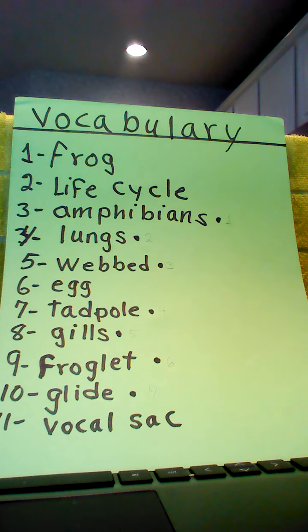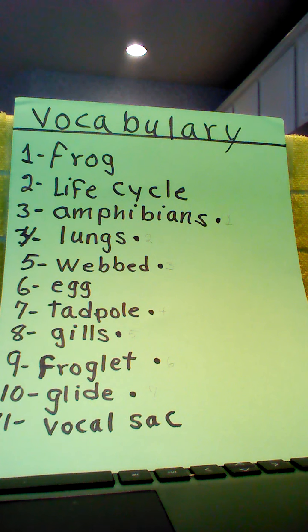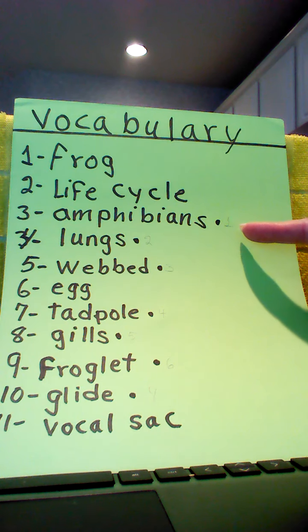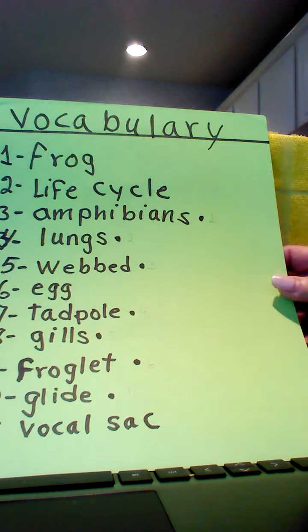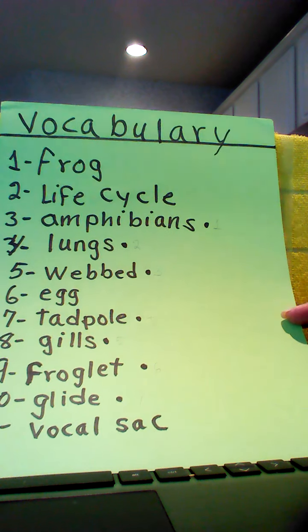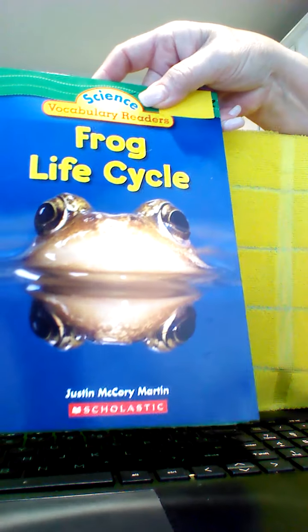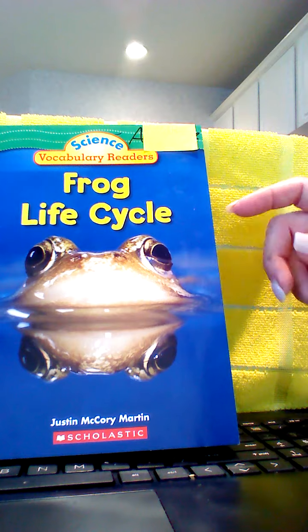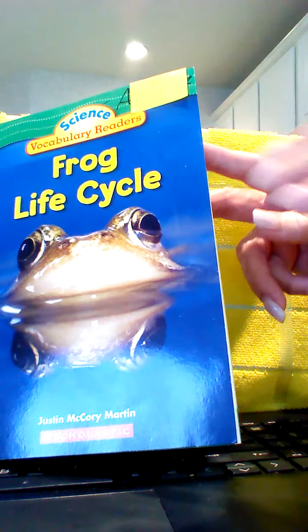And now we're going to start reading our story. And this is the story about frogs. And think about a frog and think how they look like and where do they live. And remember, they are called amphibians, like the vocabulary word. And this means they can live in water or land. Okay? And this is the book that we're going to read today. It's called Frog Life Cycle.